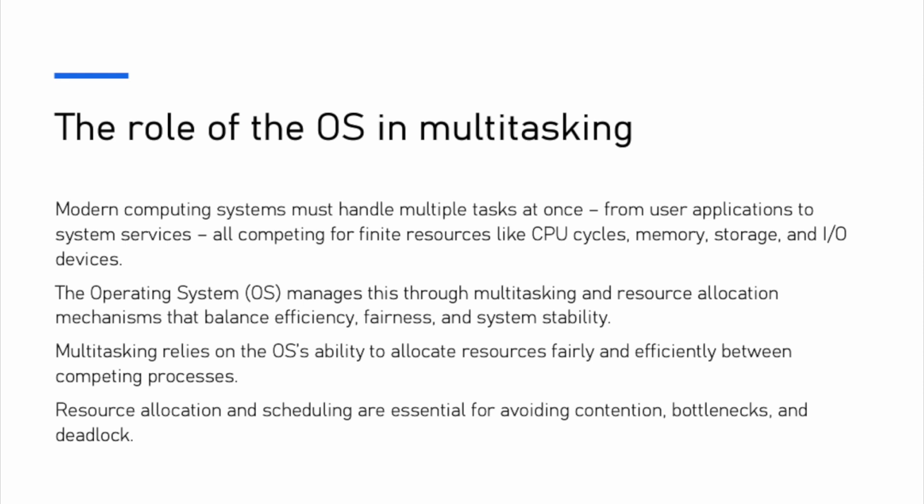Modern computing systems must handle multiple tasks at once, from user applications to system services, and they're all competing for finite resources like CPU cycles, memory, storage, and input-output devices. The operating system manages this through multitasking, and it allocates resources based on the priority level of different processes. And these resource allocations, these schedulers, need to balance efficiency, fairness, and system stability. Resource allocation and scheduling are essential components for avoiding contention, bottlenecks, and deadlock. And we're going to be covering all of those in this lesson.